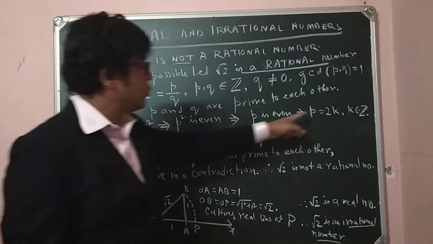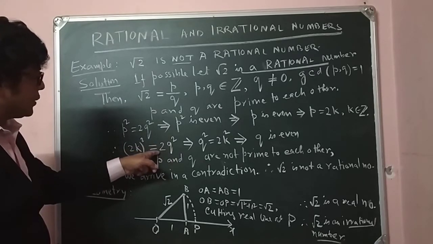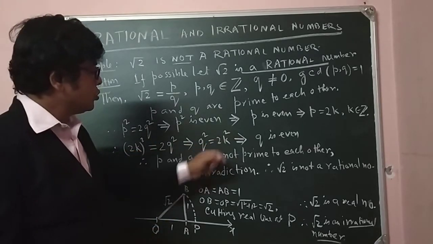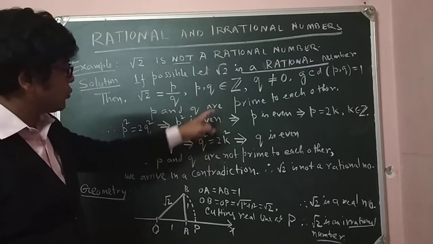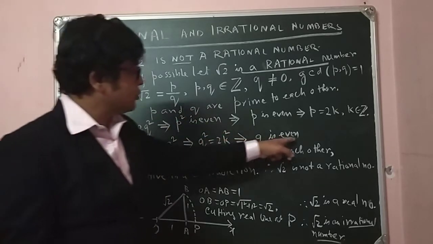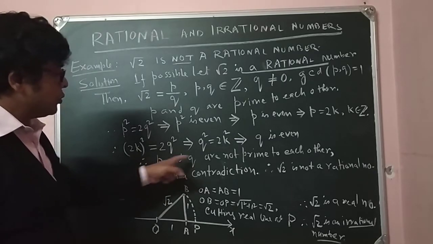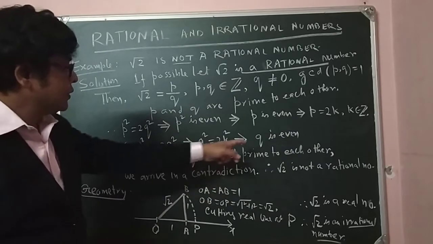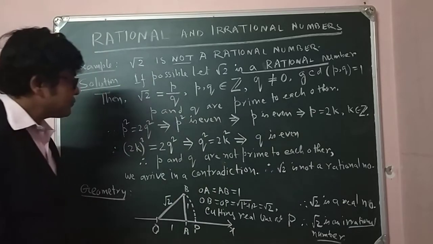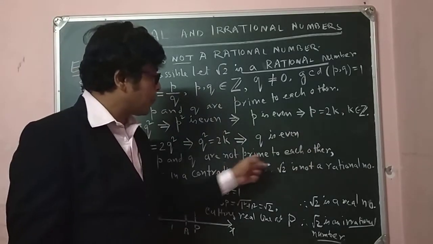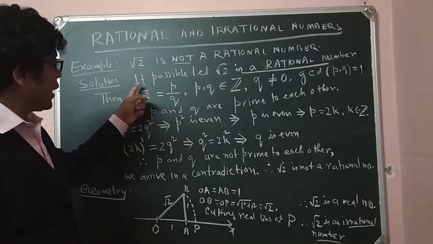Therefore, putting this value of p in this equation, that is, 2k whole square equal to 2q square, we have q square equal to 2k square. This means that q square is an even number, and so q is an even number. Therefore, what we conclude from here is that p and q are not prime to each other, because they have a common factor at least 2 and others may be there. But we have assumed that p and q are prime to each other. So we arrive at a contradiction.